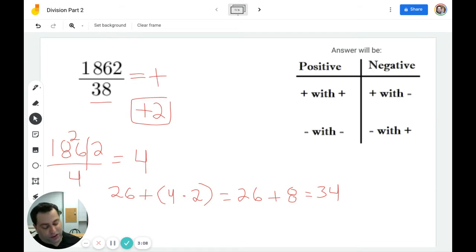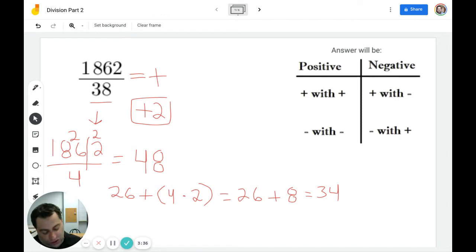34 divided by 4 is 8. 8 times 4 is 32. 34 minus 32 is 2. And I'm left with 22. Now notice we've crossed over. We're going to follow the same process, but we've crossed over past our remainder line, which means we can't divide by 4 this time. We're going to divide by 38. So let's take a look.